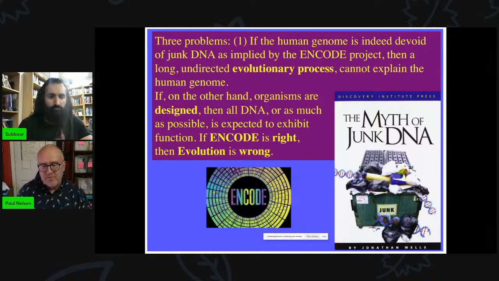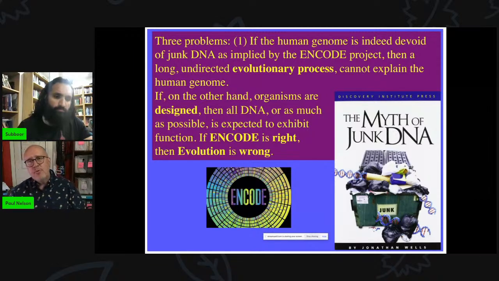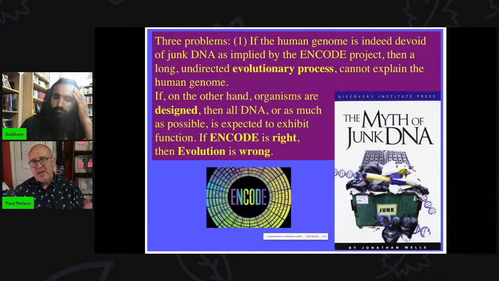And again, as I said a moment ago, Graur is very plain-spoken, and he said, look, if ENCODE is right, and the great majority of the human genome is functional, then evolution is wrong. And this is his actual slide, and he has a book by my Discovery Institute colleague, Jonathan Wells, the cover of the book there, The Myth of Junk DNA. So there's a direct connection between what one says about the functional content of the human genome, or really the fact is for any genome, not just human, any animal, any prokaryotic.